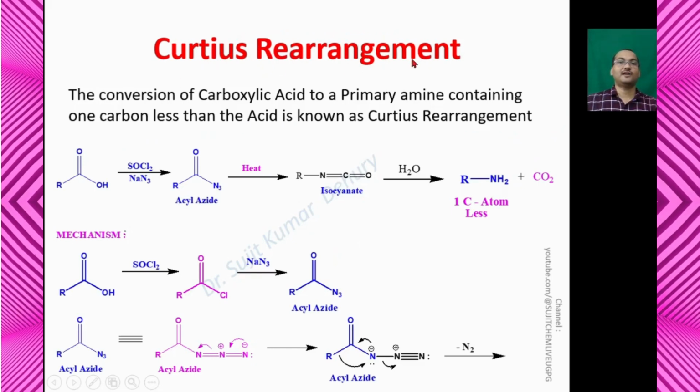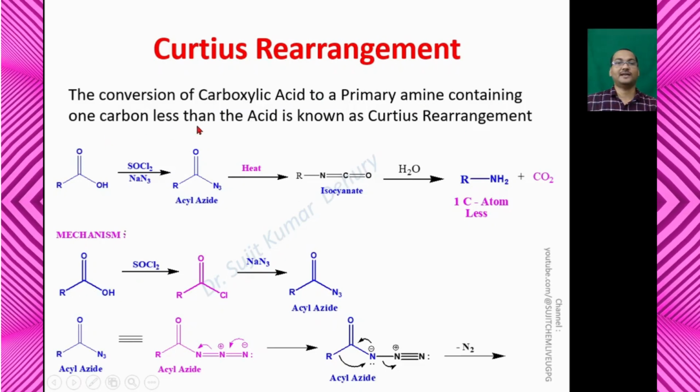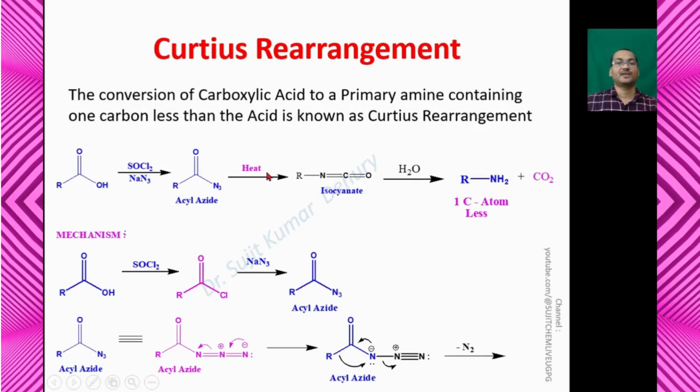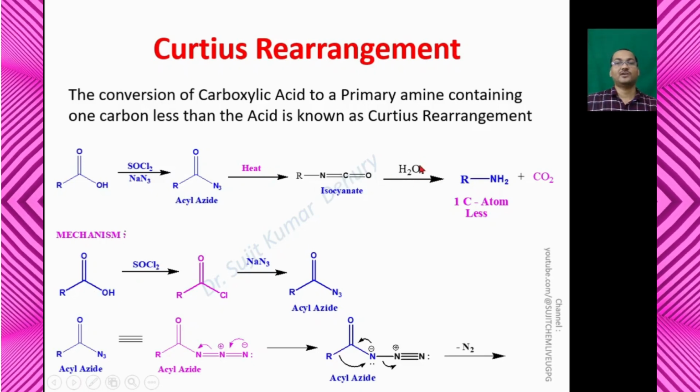The next is Curtius rearrangement. The conversion of carboxylic acid to primary amine containing one carbon atom less than the acid is known as Curtius rearrangement. So here the carboxylic acid reacts with thionyl chloride and sodium azide, NaN3, giving rise to acyl azide, RCON3. Upon heating this one you get isocyanate, RNCO, and this one upon reacting with water gives rise to amine, that is one carbon atom less.